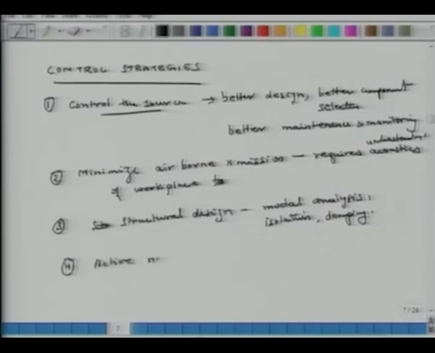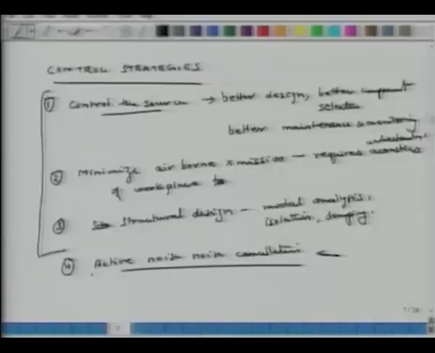And the final one is active noise cancellation. So people start with active noise cancellation, but this is in general the most costly and probably the least effective approach. But if you already have a problem at hand, then it's definitely looking at an active noise cancellation approach. But if things are being designed, people are planning, then all these considerations could be kept in mind while the whole system is getting developed.